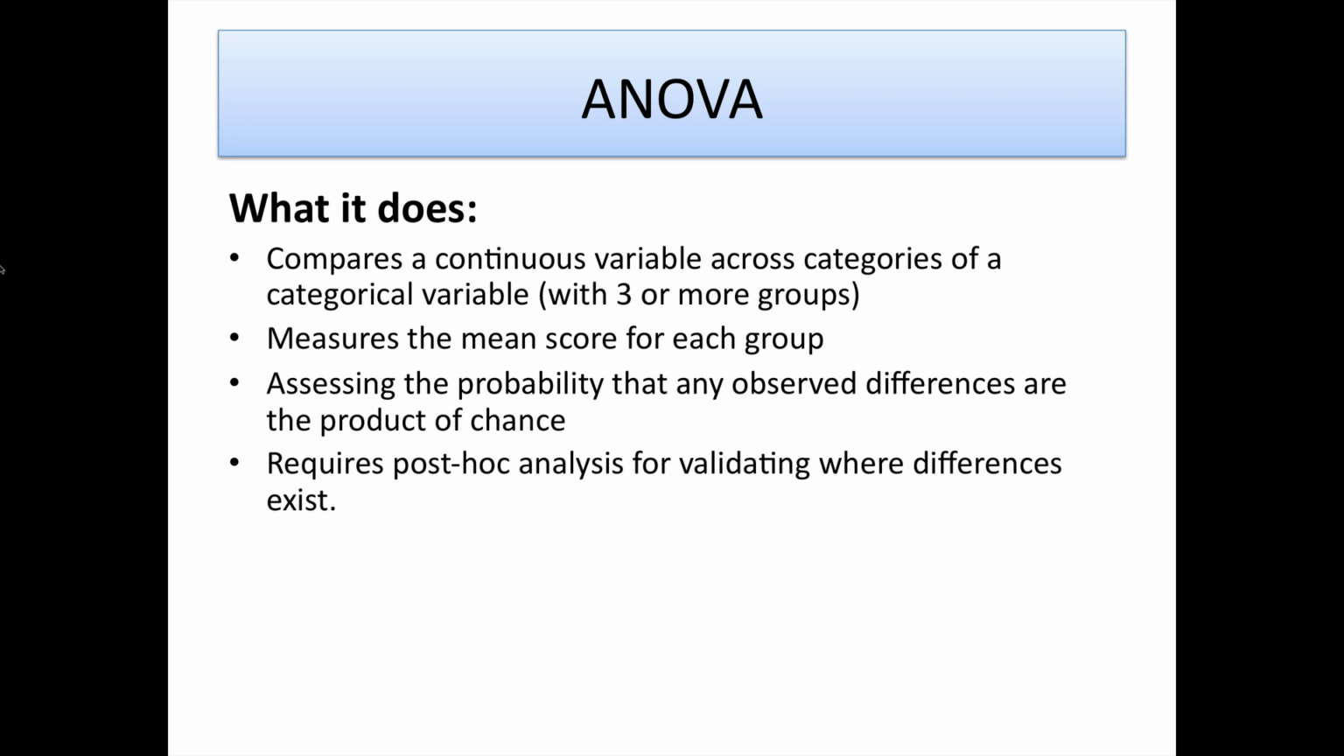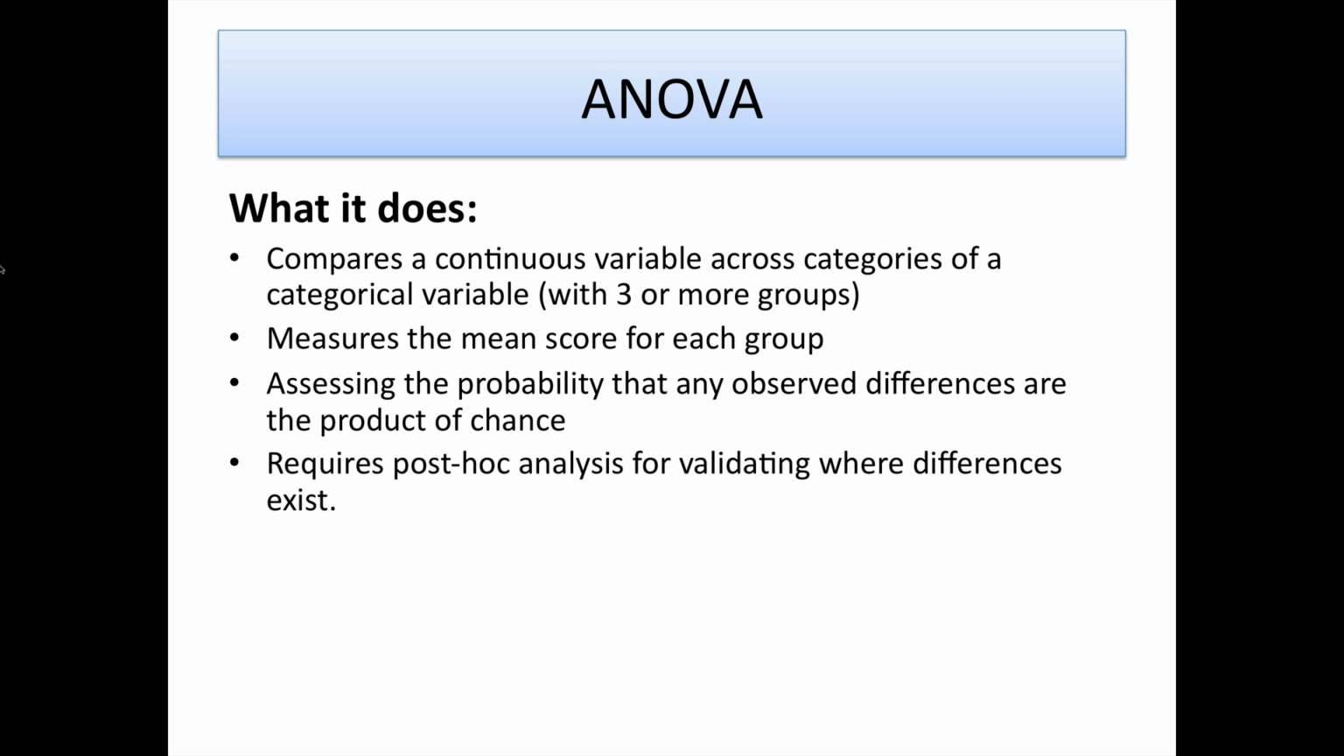Essentially, it firstly measures the variance of the groups, and that's how it's calculated. But we're also able to assess the mean score for each group, and that's really where the value of the statistic comes in. Essentially, we're assessing the probability that if we observe any differences between our groups, these are or are not the product of chance, and that's why we set our hypotheses.